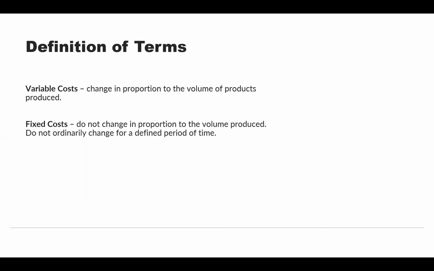A variable cost is a cost that will change in proportion to the volume of products produced. It won't necessarily be a 1-to-1 ratio, but it's a proportionate change. So as you create more product, there's a relationship with the costs. Whereas fixed costs don't change in proportion to the volume produced, and they usually don't change for a defined period of time.